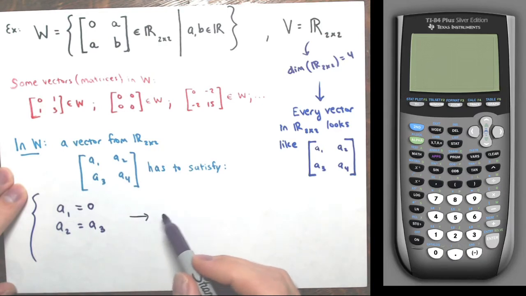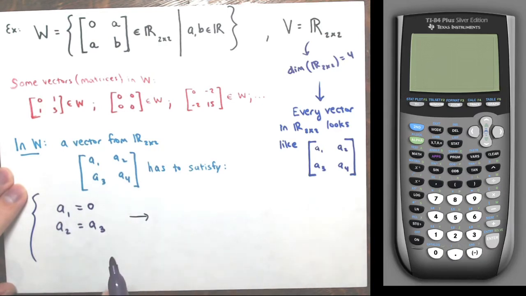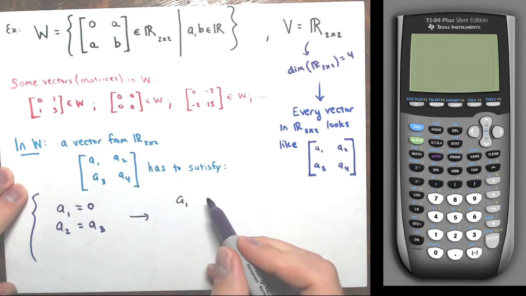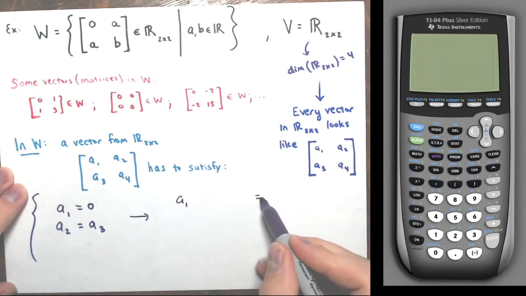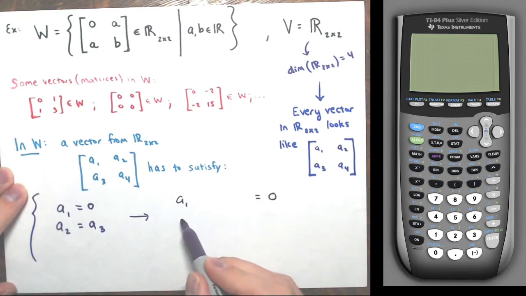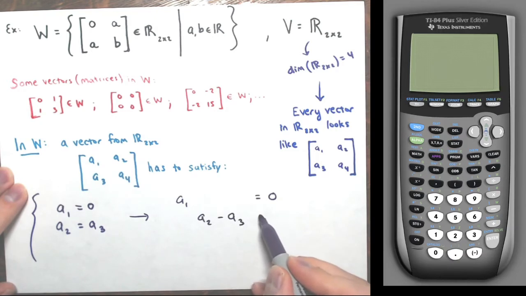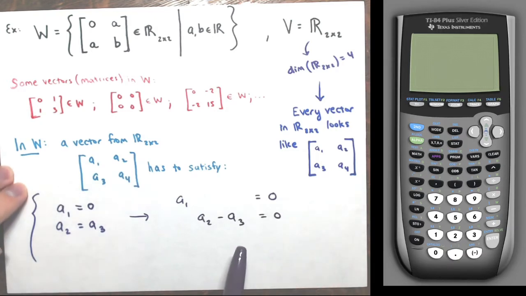So the system here, if I get it the way we like it, where all the variables are on one side, constants on the other, so I can write an augmented matrix. We have A1 equals 0, and A2 minus A3 equals 0. And don't forget there's A4 involved.